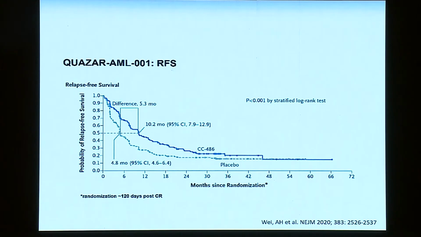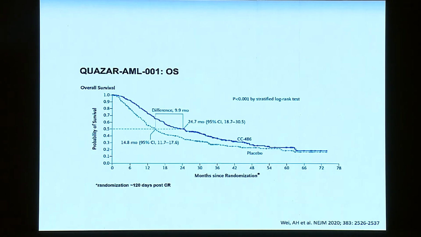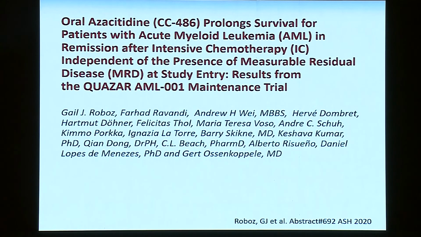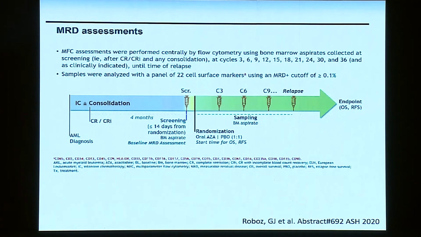The trial showed that relapse-free survival for the placebo group is 4.8 months compared to 10.2 months, a 5-month difference with a significant p-value. If we look at overall survival, also the placebo group is inferior to the people who receive oral azacitidine, which is expected. The major issue in this trial, as I mentioned, is that it required a lot of bone marrow aspirations to monitor the MRD.